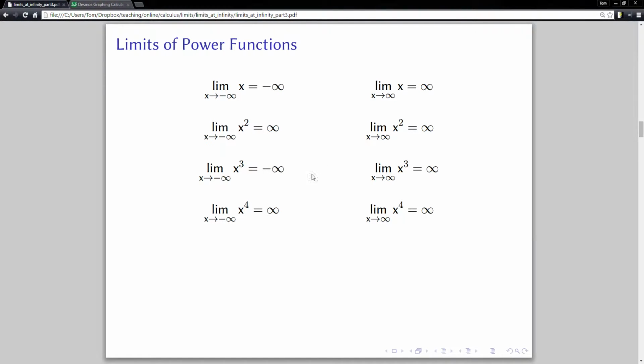For x to the fourth, that's an even power, right? And so on both sides, the limit as x goes to infinity and the limit as x goes to negative infinity of both of those will be positive infinity. And that pattern just continues. For the odd powers, the limit as x goes to infinity will be positive infinity. The limit as x goes to negative infinity will be negative infinity. And for the even powers, they will be infinity on both sides. Okay. All right.